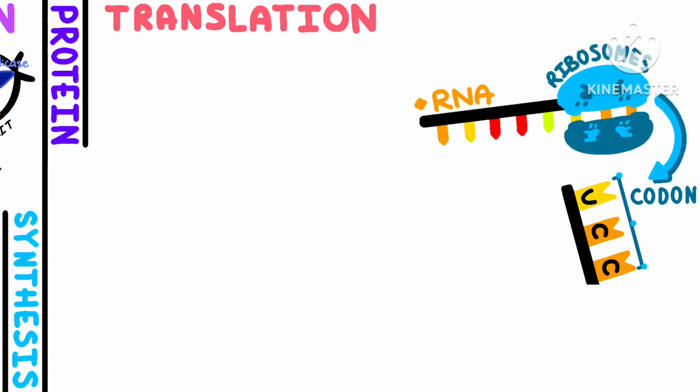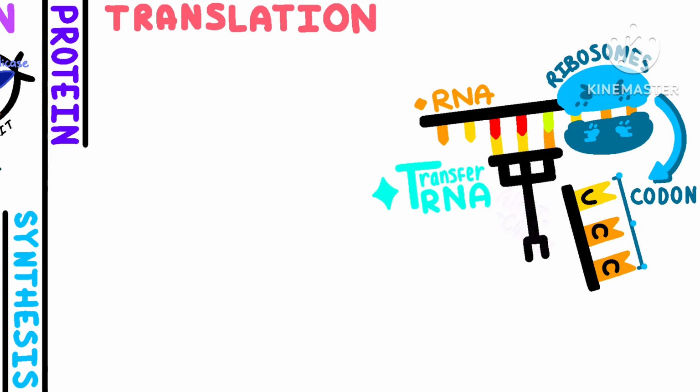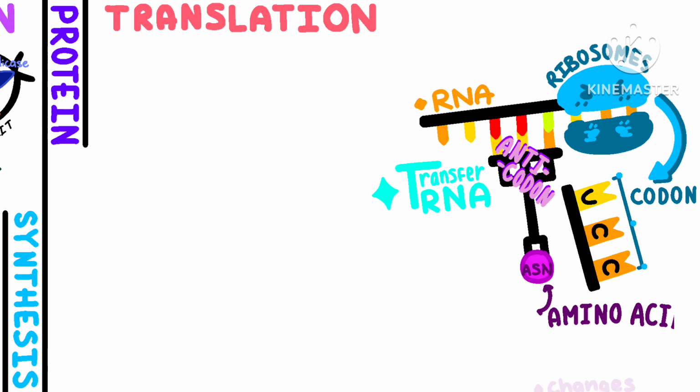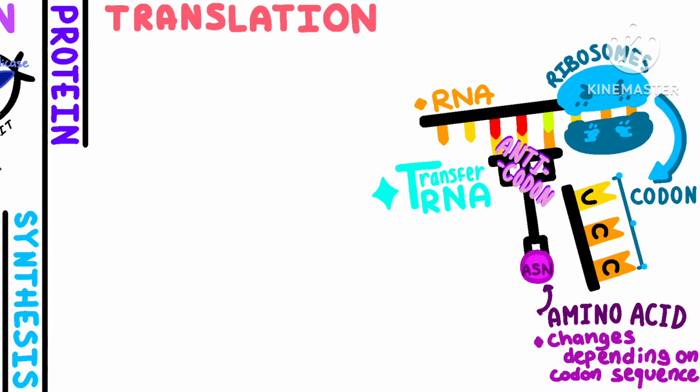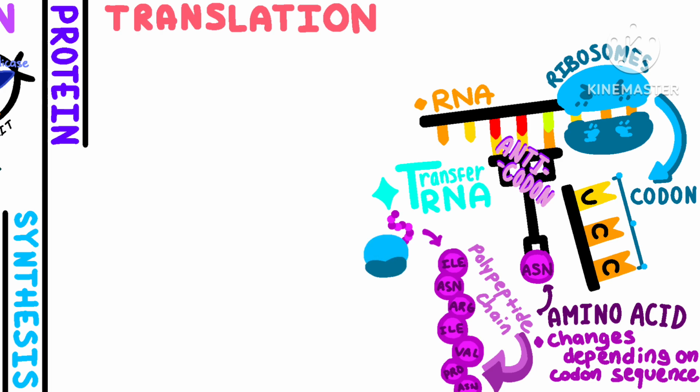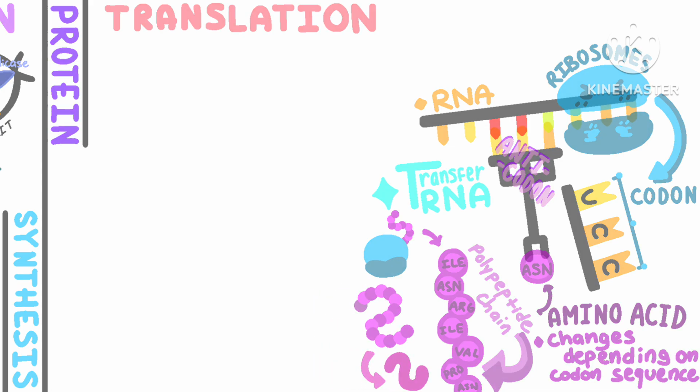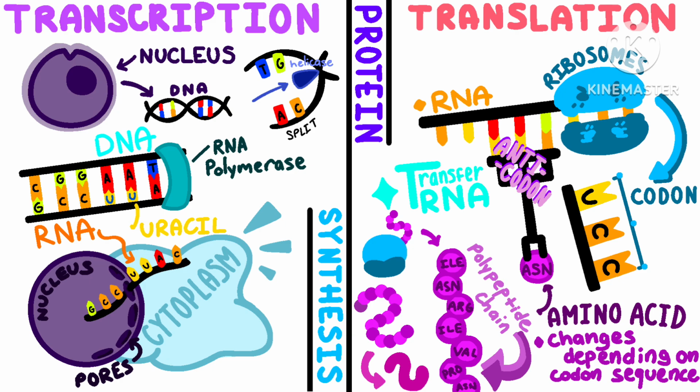Ribosomes read 3-letter codons, and since RNA is single-stranded, transfer RNA carries anticodons to pair up with RNA. With anticodons, tRNA also carries amino acids based on the codons. This forms a chain in the ribosome. Eventually, this chain will fold and shape itself into a protein. That is transcription and translation, key parts of protein synthesis.